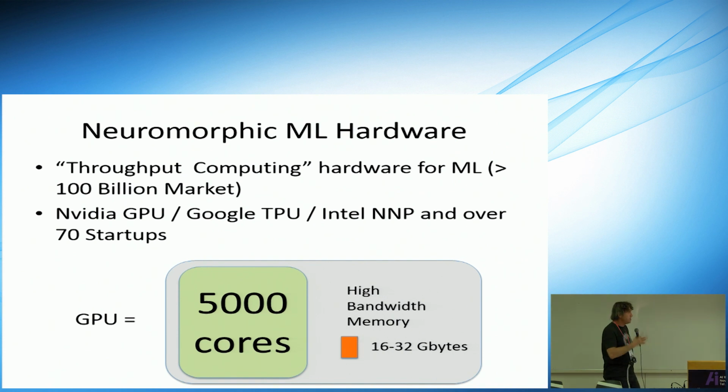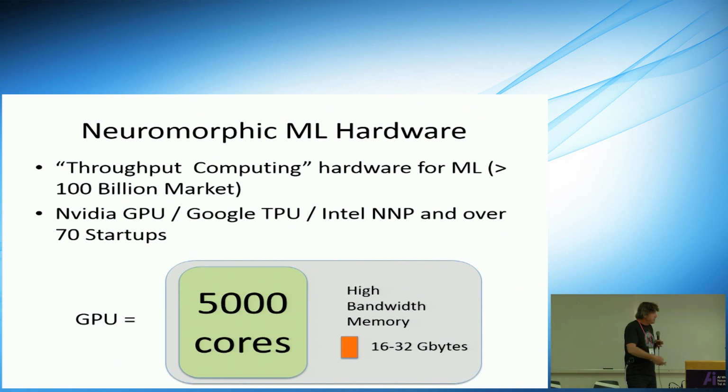You have GPUs and TPUs, and Intel just came out with their NNPs. And there are about 70 different startups. Now I hear there's even 100 different startups, and they're all building hardware for machine learning. And the idea is we got to build this hardware because there's so much compute, and we got to supply the compute so that we can do what the brain does. Good. So what are we building?